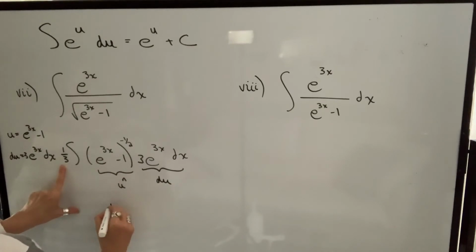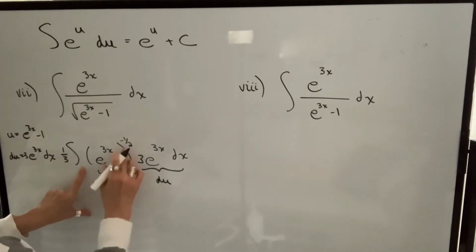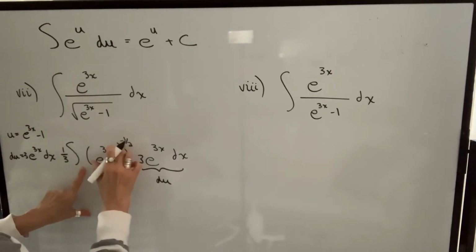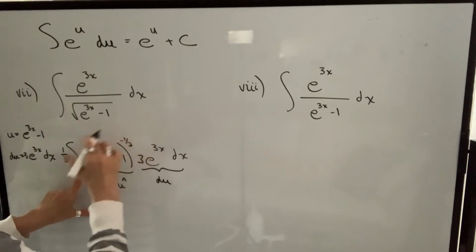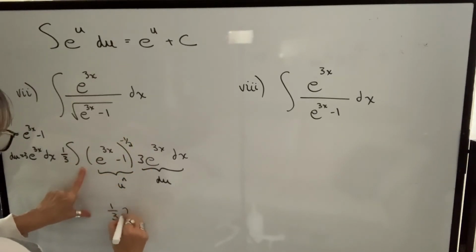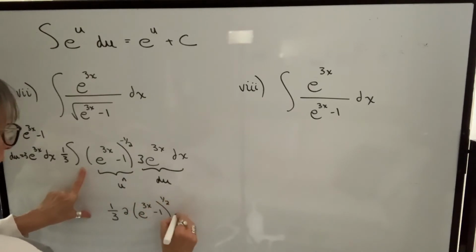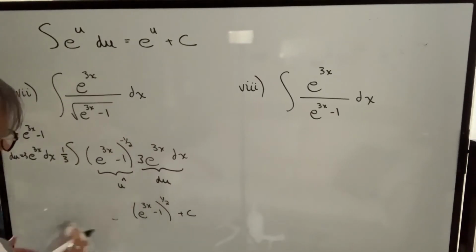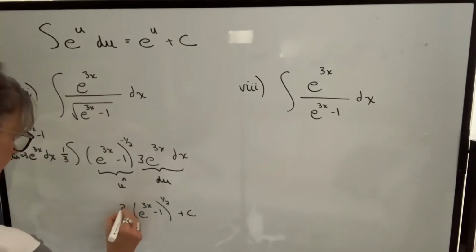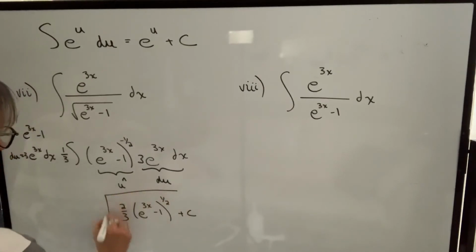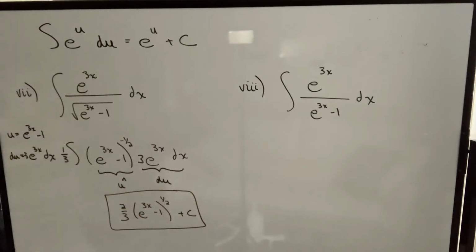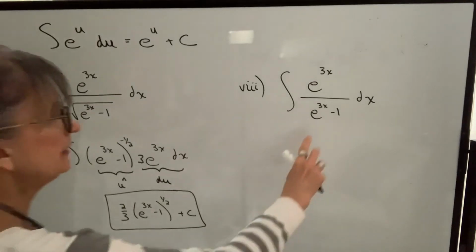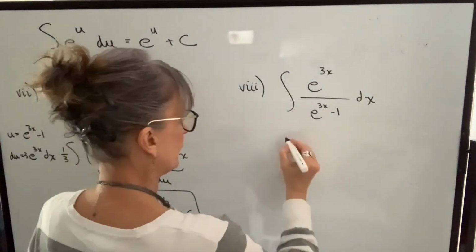So that will be 1/3. When I add 1 to my n, I get positive 1/2, and I divide by 1/2, so that gives me a positive 2. My function will be raised to the n plus 1, which would be 1/2, plus c, and then we could just simplify that. That's that integral. Similarly, in this example, we're going to separate.